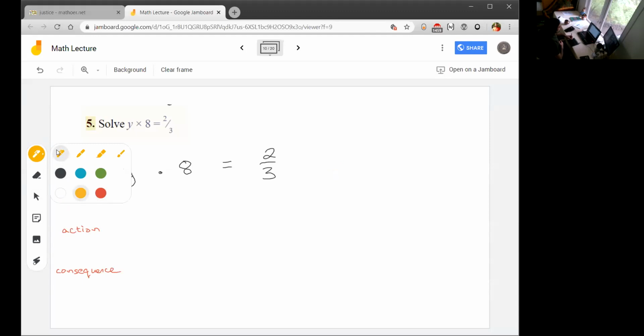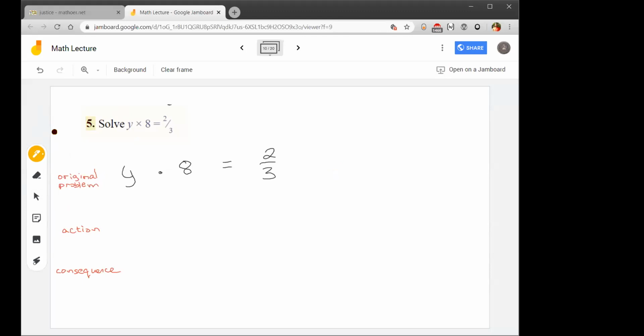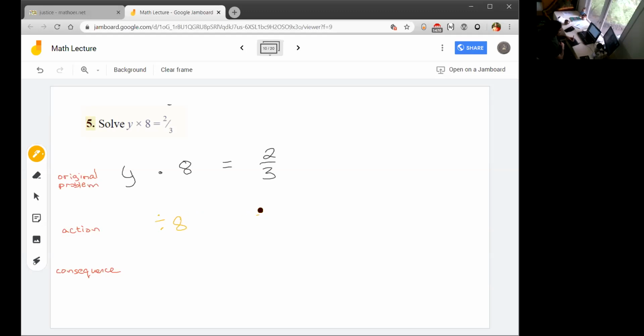Okay, what action step am I going to use? Divide by 8. Did anyone do divided by 2/3? It's a common thing to do. We're doing divided by 8 because we're trying to undo the times 8 on the y.